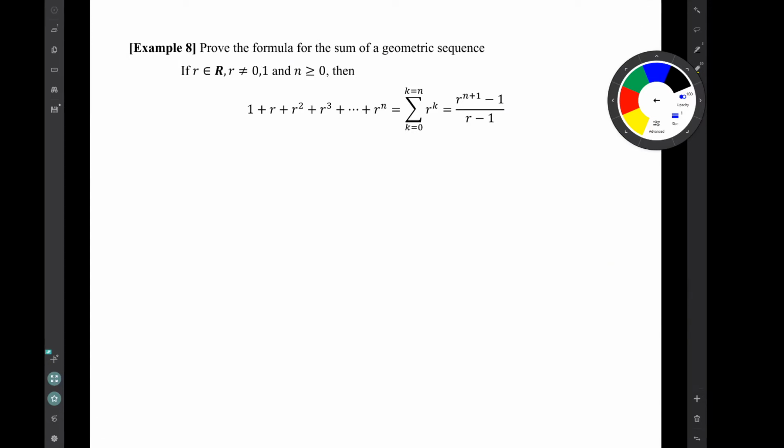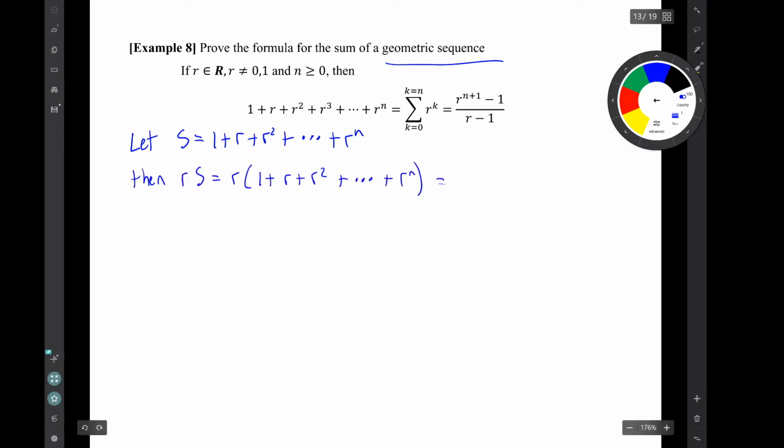Example 8, let's prove the formula for the sum of a geometric sequence. We want to prove that this equals this. Well, I'm going to do the same thing. I'm going to let this sum be denoted by the letter S. Now, if that's S, notice that I can multiply that by r to get the following. Every power gets raised by 1. Now, I can do this subtraction, rS minus S.